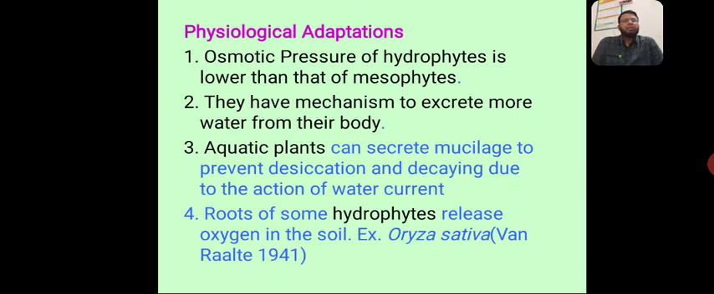The aquatic plants can secrete mucilage to prevent desiccation and decaying due to the action of water current. Because the plant is in maximum contact with water, the possibilities of desiccation and decaying are much higher, so internally they secrete a sticky substance called mucilage from the entire body, and so the decay and decomposition is minimized by the plant itself.